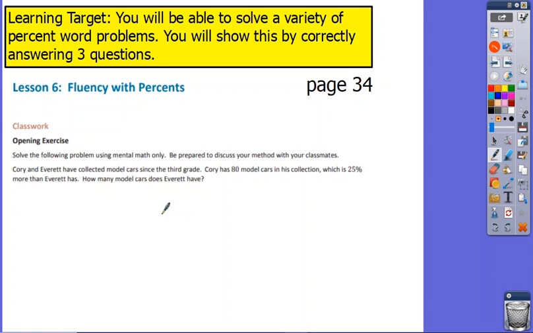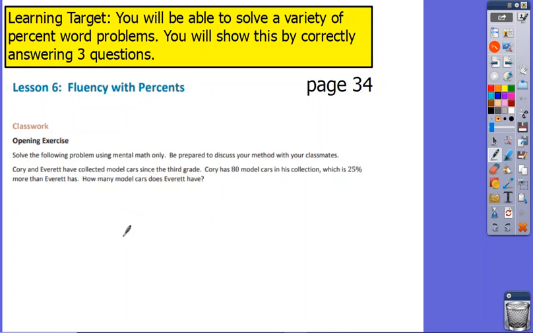To get right back into our percents, we're looking at lesson 6. This is about fluency, so doing the math as efficiently and quickly as we can. The opening exercise says solve the following problem using mental math only. That means it doesn't want us to do an is over of equals percent over 100. It wants us to just use what we know about percents to try to solve this.